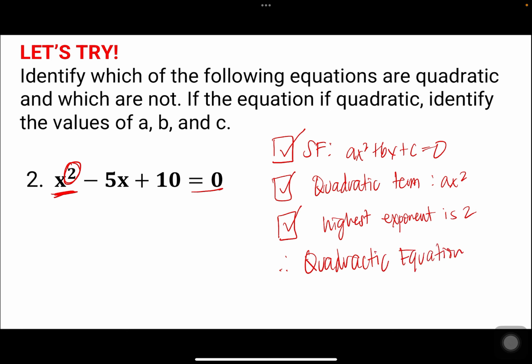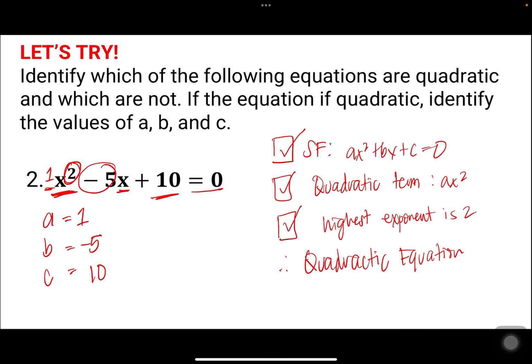Okay? So, if it is a quadratic equation based on our instruction, let's find the values of A, B, and C. So, what is the value of A? Tandaan po natin si A, siya po yung kasama ni x squared. So, may kasama po ba si x squared? Yes, meron pong 1 dito yan. Therefore, A is equal to 1. Next, what is the value of B? So, yun po yung kasama ni x, which is negative 5. And si C, yung constant, which is positive 10.